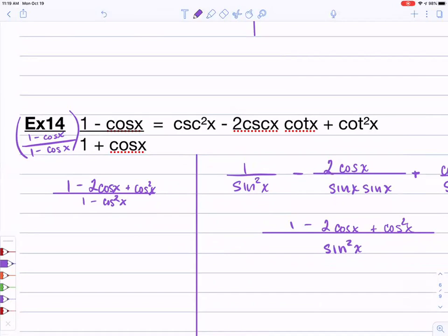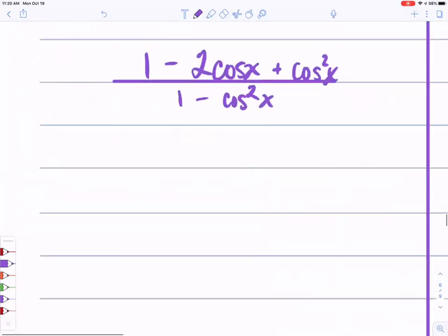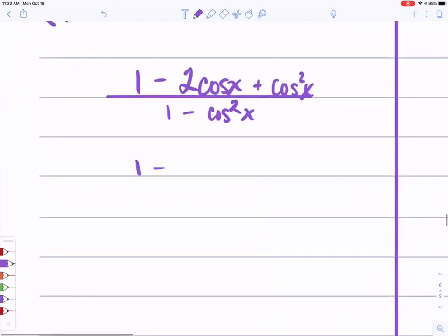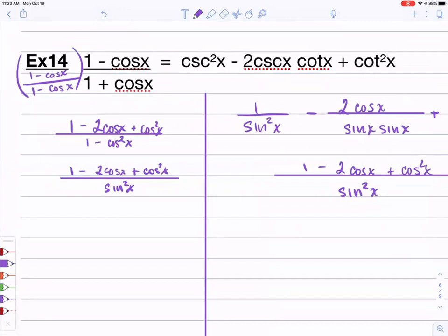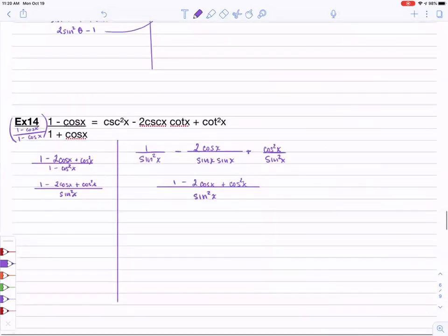Okay, so the only thing I have left to do then is take care of matching up the denominators. Our brain knows that they're matched, but we just need to take the extra step and write it down so that the instructor knows that that's what the brain is thinking. It doesn't really matter which side you change. I'll change the left side. So 1 minus 2 cosine plus cosine squared all over sine squared. Any questions on that one?